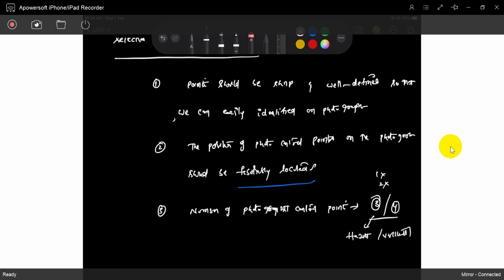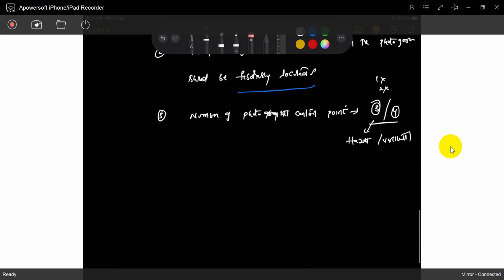So next, why are these points selected, why are photo control points required? They form the link between known points and unknown points on the photograph. So that's it.